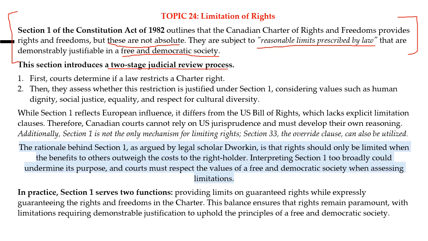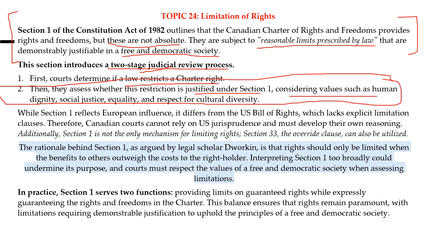Firstly, the courts will determine if a law restricts a charter right. Whenever some law is in question, its violation, infringement is in question, the court's job is firstly to see if actually some law is interfering with some charter right. Secondly, they will see whether that interference is justified by section 1. So considering values like human dignity, social justice, equality, respect for cultural diversity, if government has done something to protect all these, then that interference is justified.